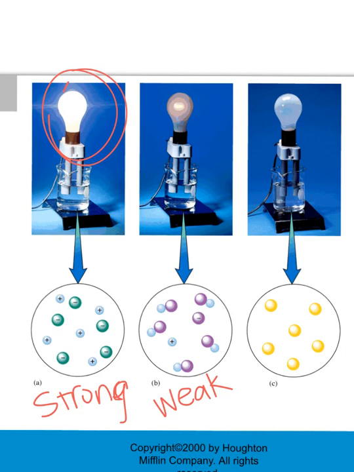And then let's take a look at the last picture. Notice these particles here. There are no charges on them at all. No charges. So therefore, it cannot conduct electricity. So then this would be classified as a non-electrolyte.